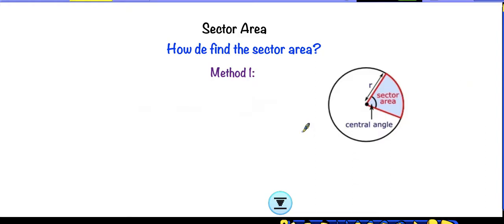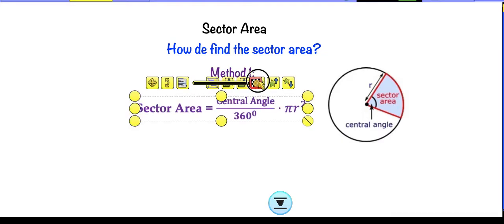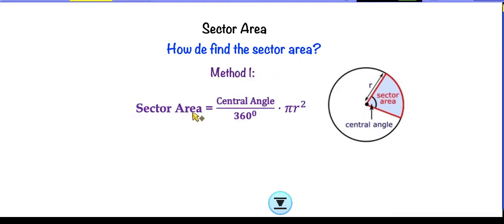Very similar to the arc length, we do have two methods. For the first one, the sector area, again, we use a piece of the whole circle called a sector. How do we find the area? We are going to use the central angle here. So sector area equals central angle divided by 360 times pi r squared.